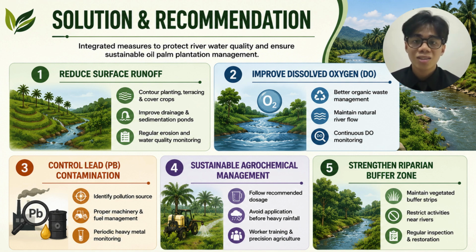Lastly, riparian buffer zones should be strengthened. Natural vegetation along riverbanks should be maintained as buffer strips to filter sediments and pollutants before they enter the river.